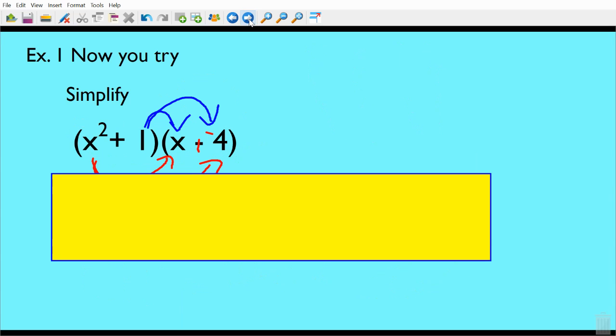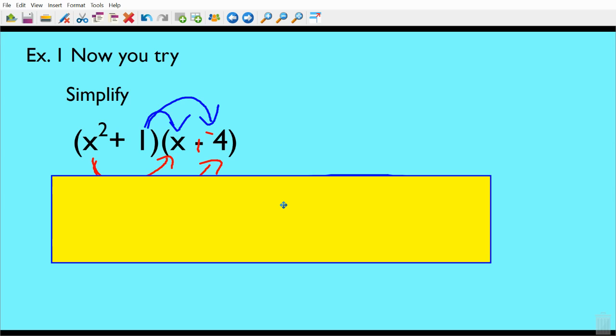All right, now you can try this. I threw one in here. It's a little bit different look, with that x squared and x. You don't see that a lot of times. So with x squared, you're going to do first, outer, inner, last. If you want to pause this, go ahead and try it. See if you got it right. That's why it's on here. So pause it, see if you got it right.